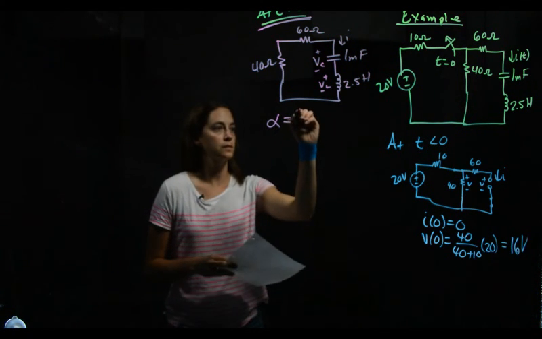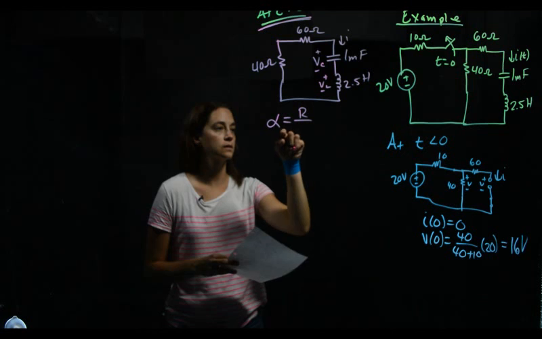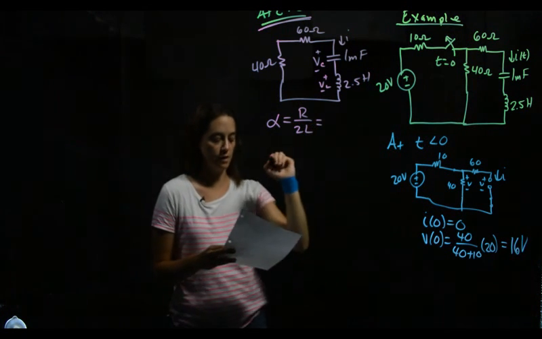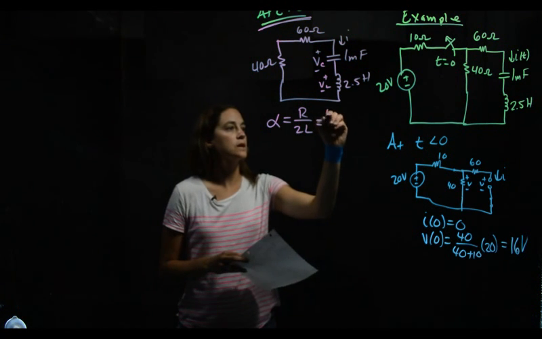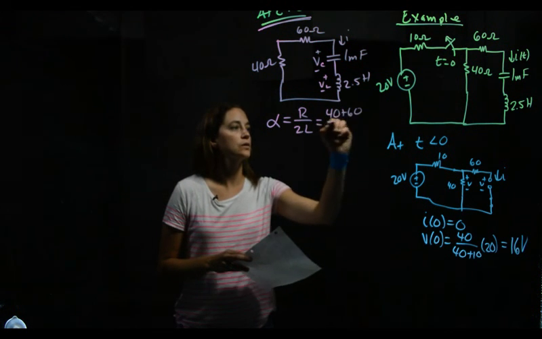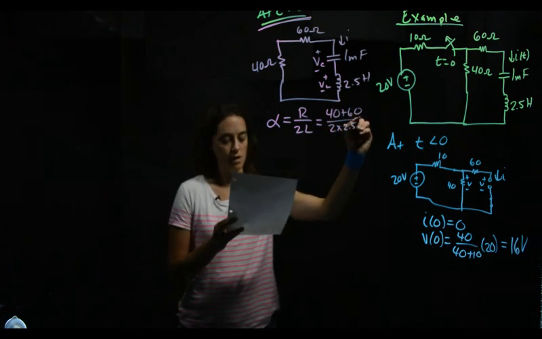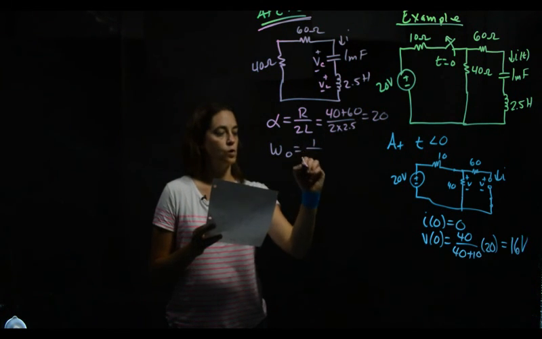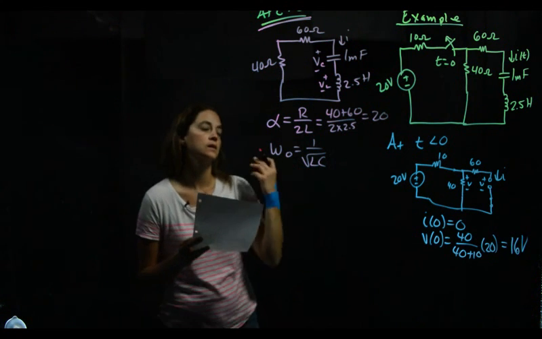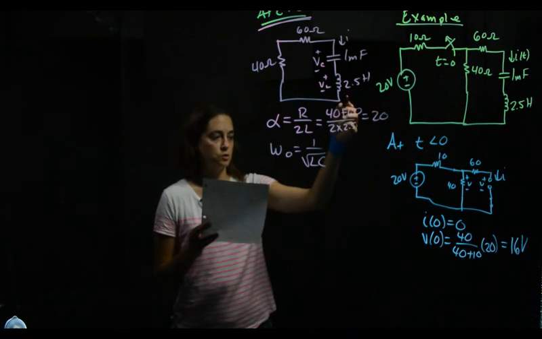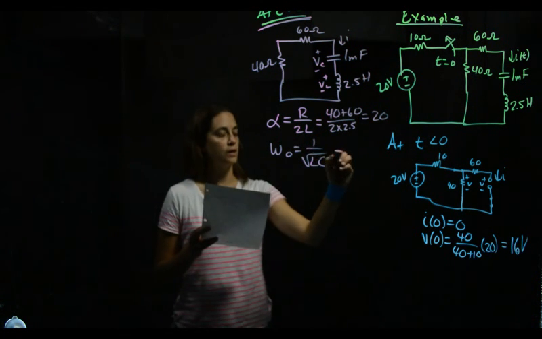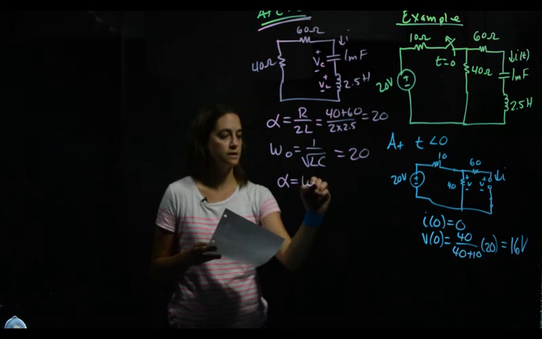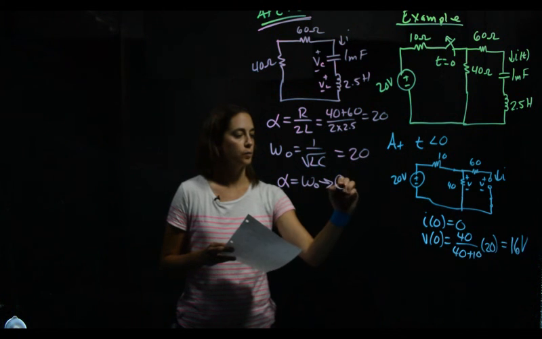So alpha for a series RLC circuit is R over 2L. So that's 40 plus 60 over 2 times 2.5, or 20. Omega naught is 1 over the square root of LC. So I have 1 milli times 2.5, square root, 1 over that, and that happens to give me 20. So my alpha is equal to omega naught, and I'm critically damped.